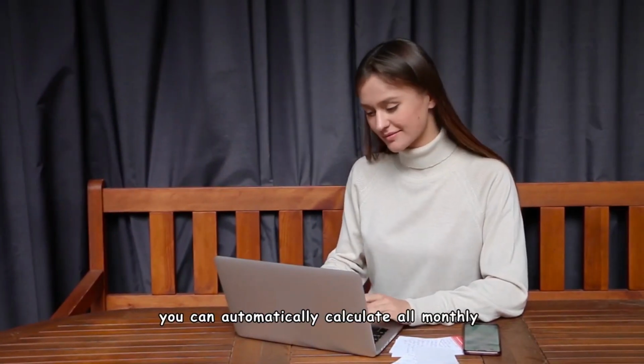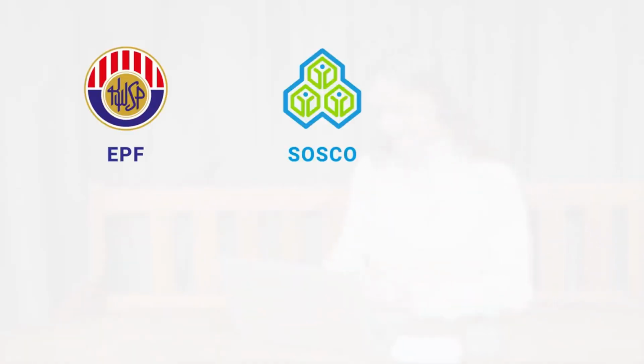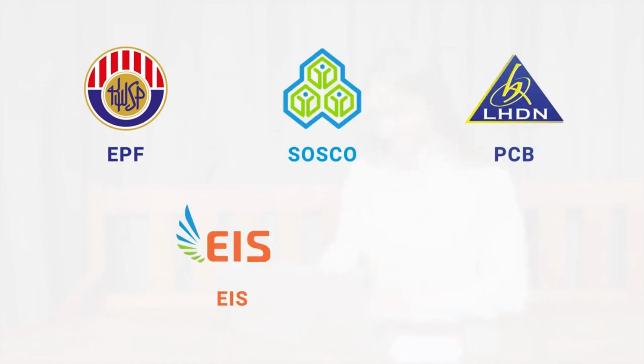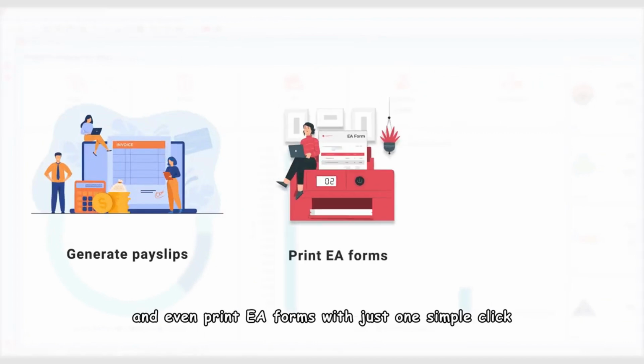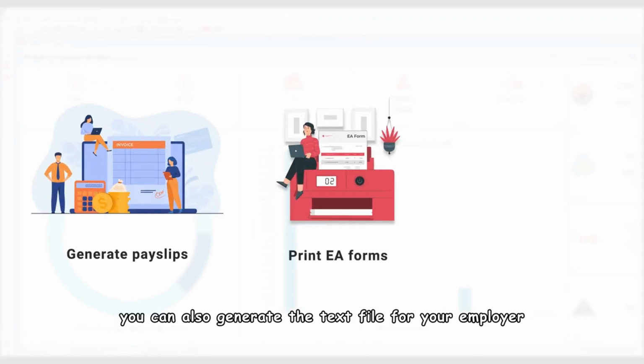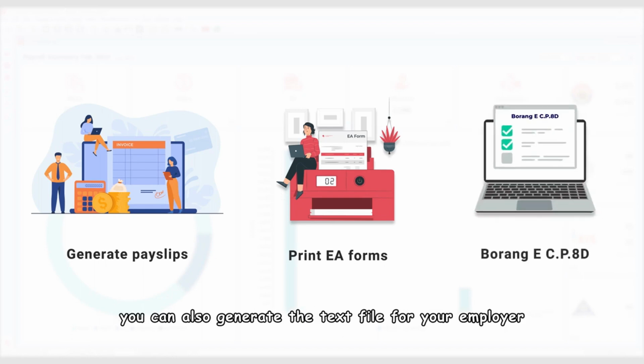By using SQL Payroll, you can automatically calculate all monthly statutory contributions for EPF, SOCSO, PCB, EIS and HRDF, generate payslips, and even print EA forms with just one simple click. With SQL Payroll, you can also generate the text file for your employer Borang E CP8D that complies with the LHDN portal. Just click one simple button to submit.